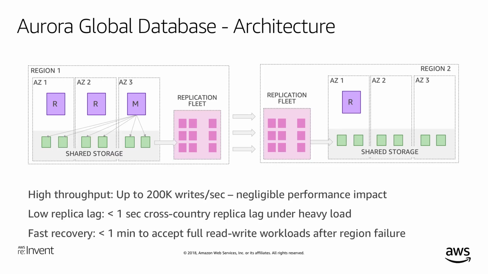So I think you've got an availability zone in US East or US West, or today with the new GovCloud region, in GovCloud East or GovCloud West, and a fast recovery of less than 1 minute to accept the full read-write load in the event of a region failure, which in and of itself is fairly highly unlikely.